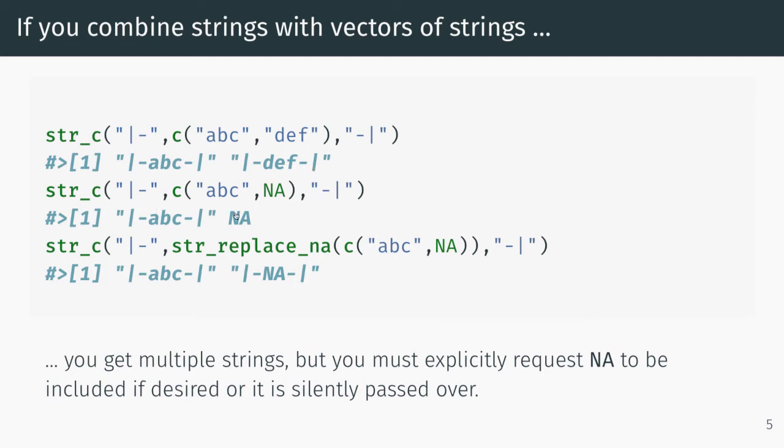That doesn't work for NA, out of the box anyway. So if I try to do the same thing with NA, see I've got this set up exactly the same way, and you can see that NA is not surrounded by the hyphen and the pipe character. However, I can explicitly request NA to be included by using the str_replace_na function, and that will make NA behave like a regular string. Otherwise, it will be silently passed over.